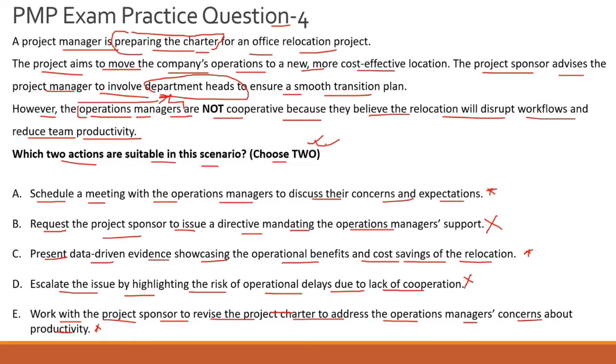Now here is the funny bit: you have to select two choices, right? But you have landed up with option A, option C, and also option E.